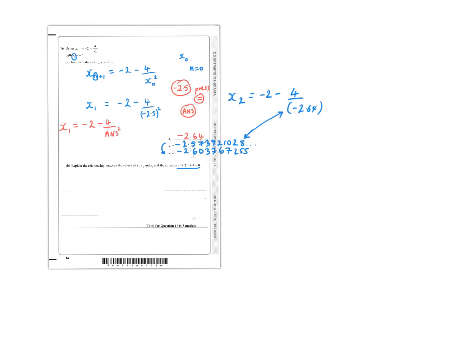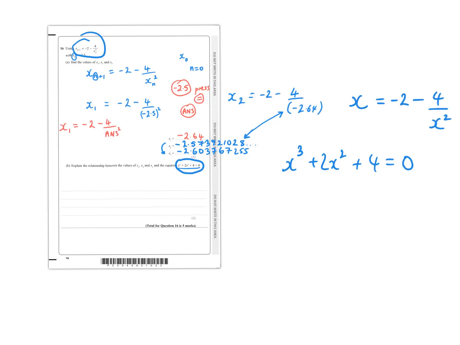Well, if we look at this part here, x cubed plus 2x squared plus 4 equals 0, and then compare it to our iterative form, we would have x equals negative 2 minus 4 over x squared. I've taken out the n plus 1 and the n here because that's not necessary to have a look at the actual form of the equation. We're not trying to iterate here, putting numbers in.